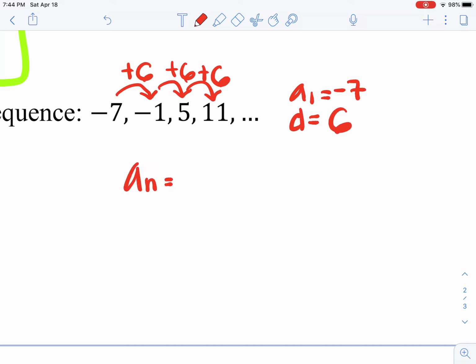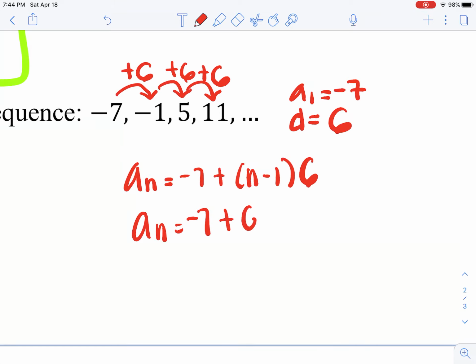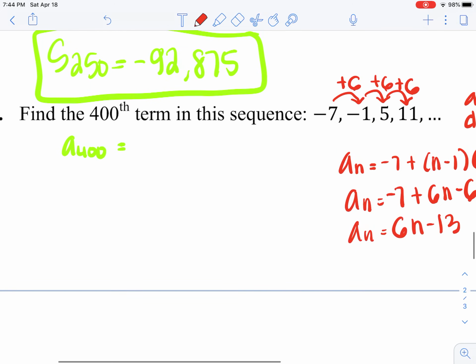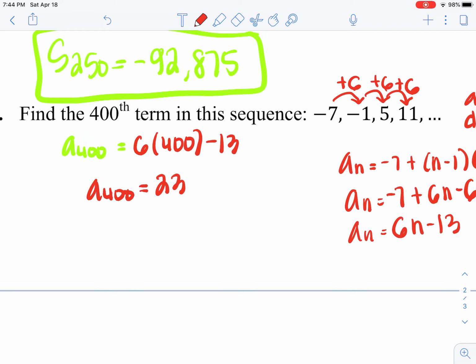Now I can write my rule. a sub n is equal to my first term, which is -7, plus n minus 1 times 6. And now I'm going to distribute to get my rule, and so it looks like a line. So that's 6n minus 6. And then a sub n is equal to 6n minus 13. So that's the rule. Now I can find the 400th term. 6 times 400 minus 13. I get the 400th term is 2387.